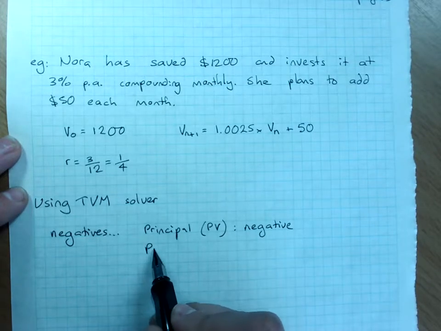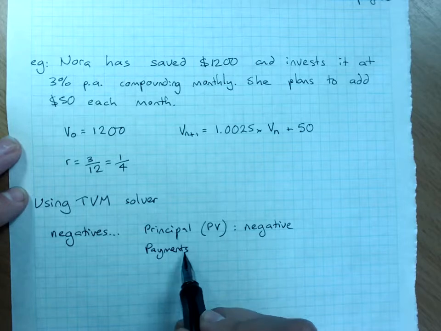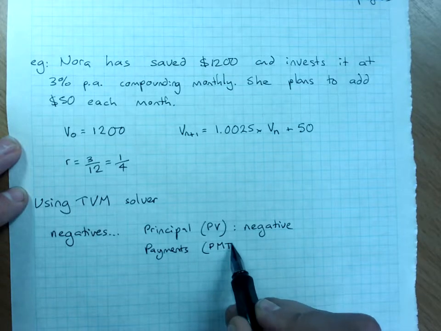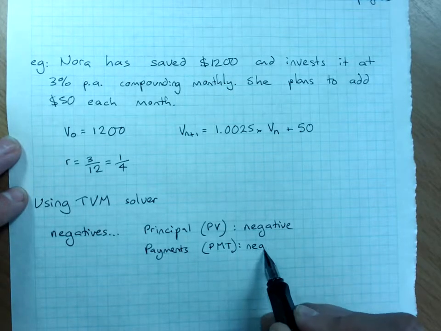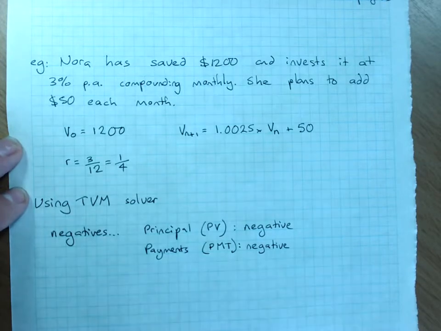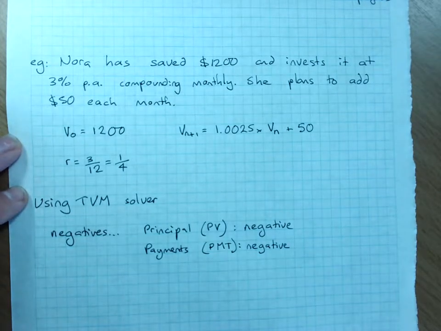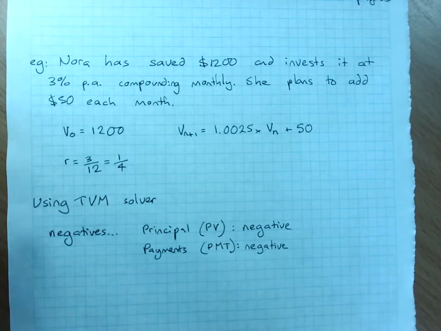And my payments, PMT, are also going to be negative because I'm giving them to the bank. So remember, you're tracking whether it's negative or positive by saying, am I getting the money or is someone else getting the money? And it will work the same way with the TVM solver for everything else.